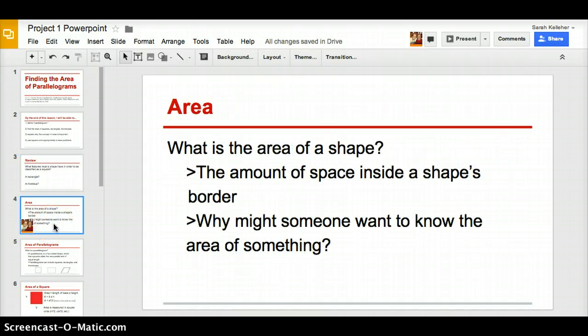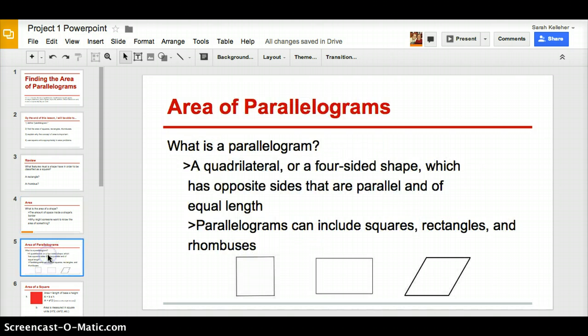We're going to focus on finding the area of shapes today, but let's discuss a little bit about what area means. Area is the amount of space inside of a shape's border. Why might someone want to know the area of something? Students would have the opportunity to offer answers about real-world area problems.